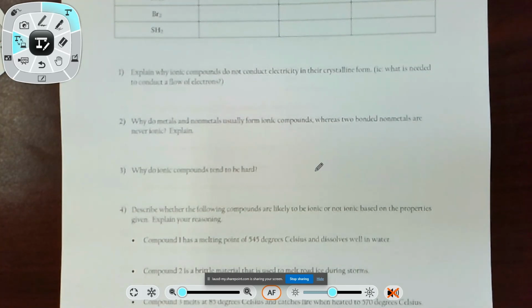Number three, why do ionic compounds tend to be hard? They're hard due to the force of electrostatic attraction. That electrostatic attraction is extremely strong, so it's very difficult to dislodge the ions from one another.